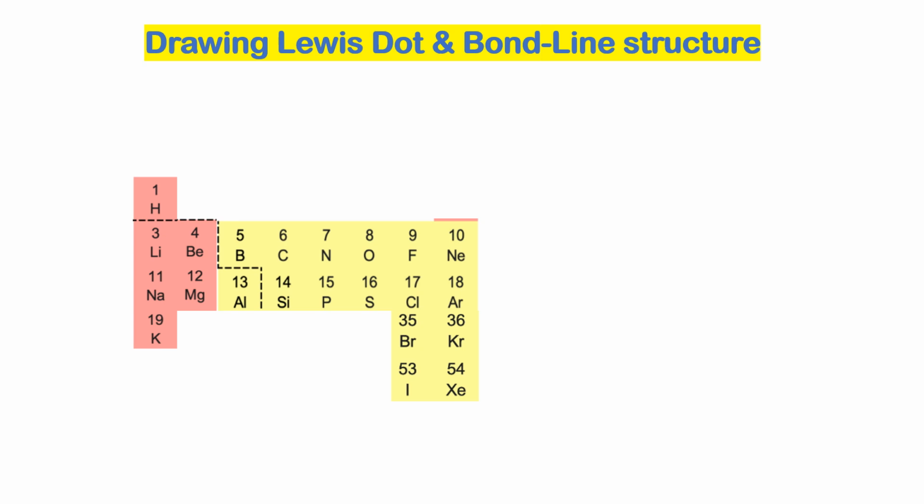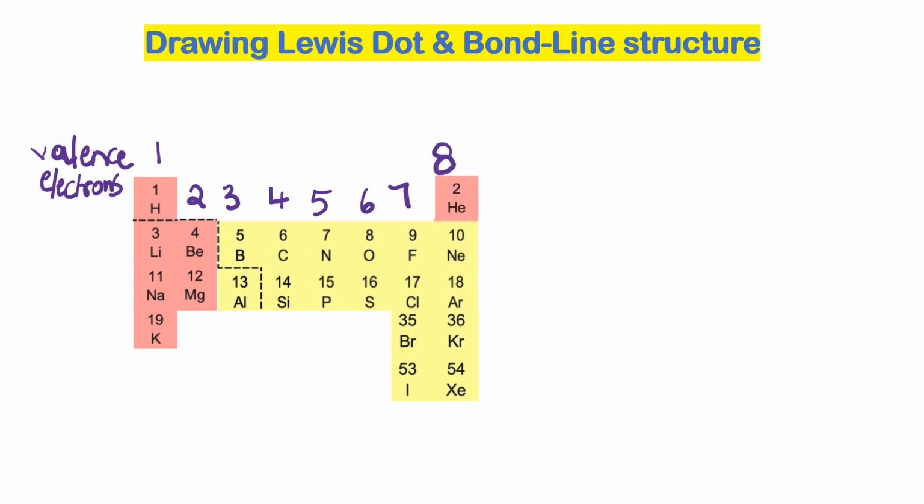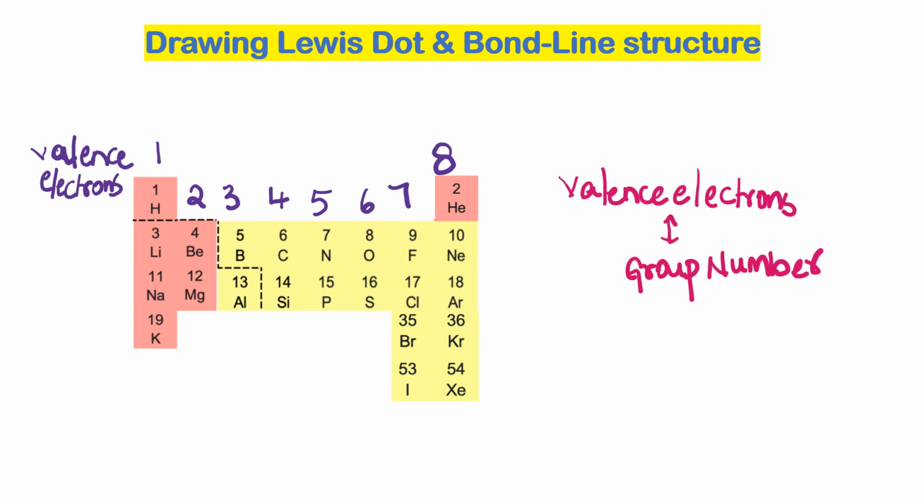Hello, in this video we will learn how to draw Lewis dot and bond line structures. In the last video we learned how to calculate valence electrons, and we learned that valence electrons are nothing but the group number of the atom. And we also learned how to calculate the number of bonds formed by the atom.